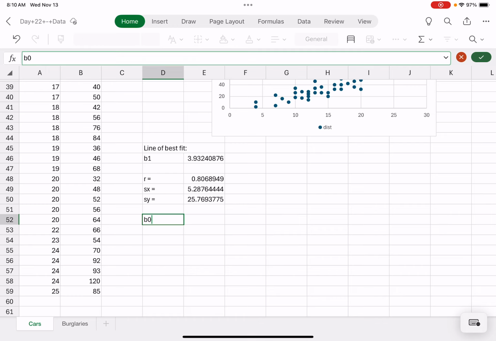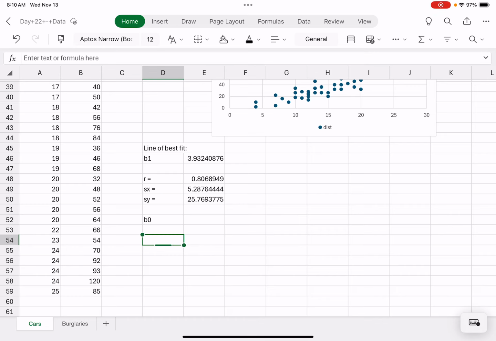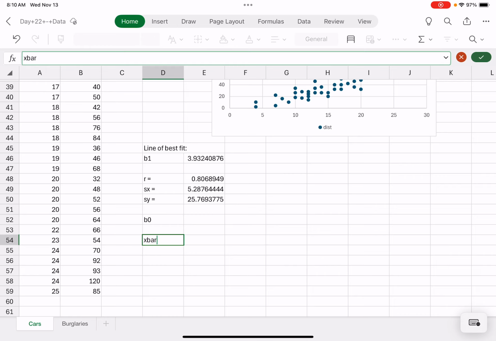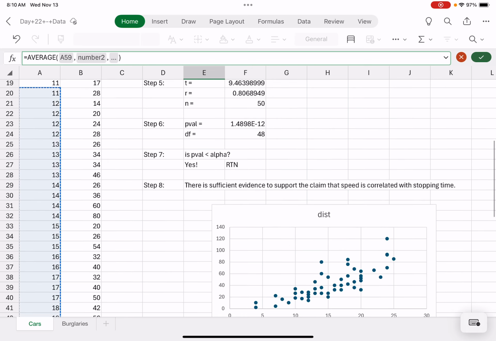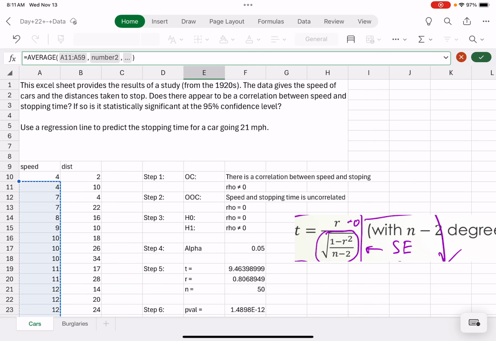Now I would like to find my Y intercept, B0. Well, in order to do that, I need B1, which I already have, but I also need X bar and Y bar. And so right now I'm going to take the mean of my data. So this thing's going to equal average. There I take the mean of the speeds.